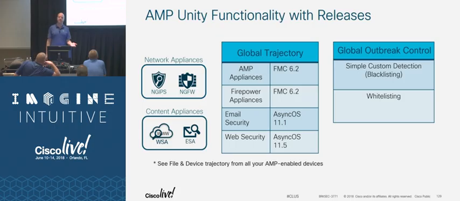So your AMP Firepower appliances and an FMC need to be on 6.2, email 11.1, and web security 11.5. What this does is register your WSA with the cloud and give you the ability to do global white and blacklisting of SHAs. So if you decide you want to block something and you block it in AMP Cloud, it now blocks it across all network, all web, all email, all endpoint.